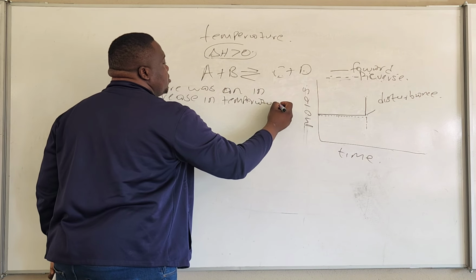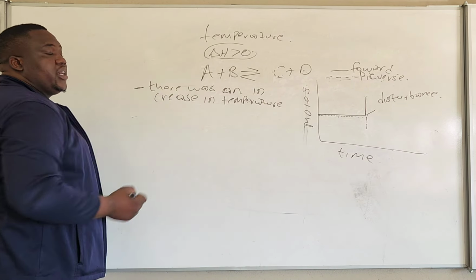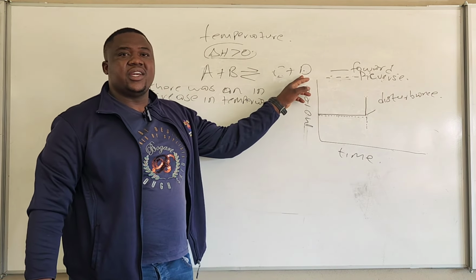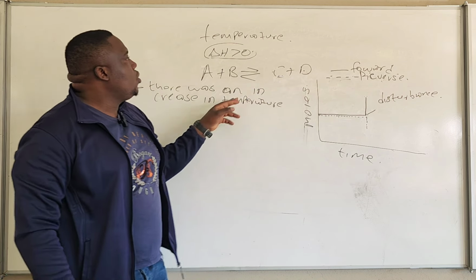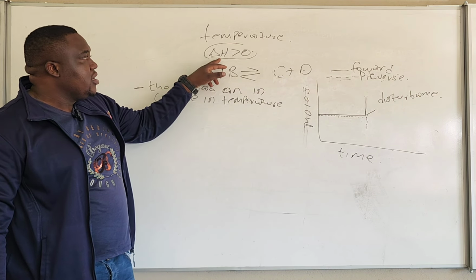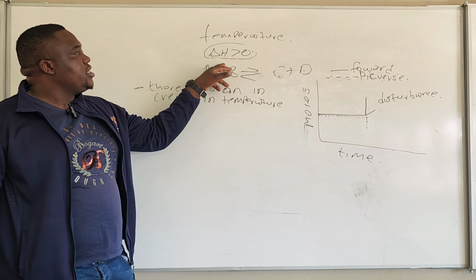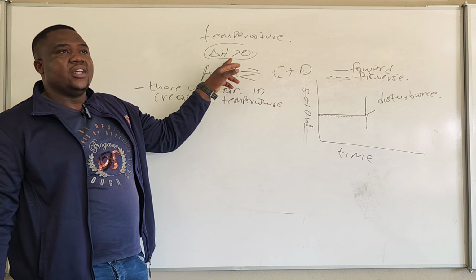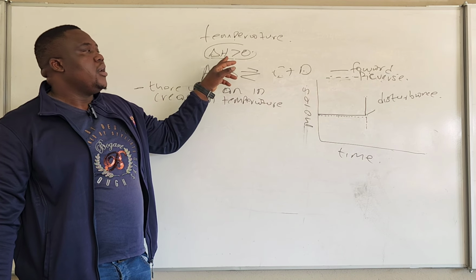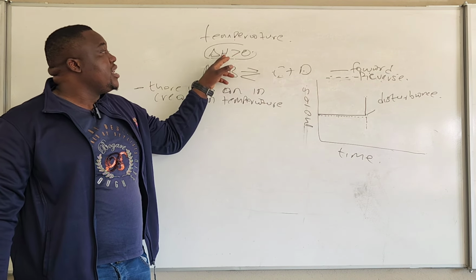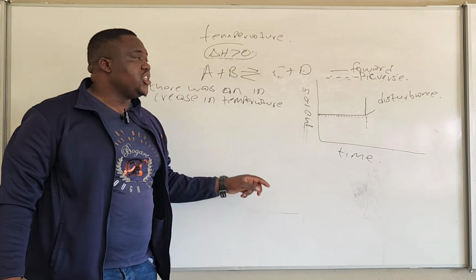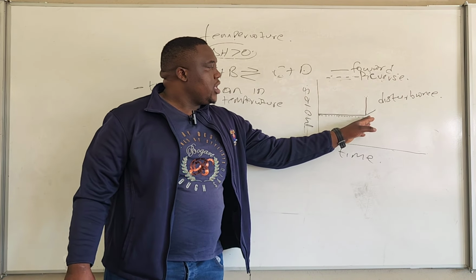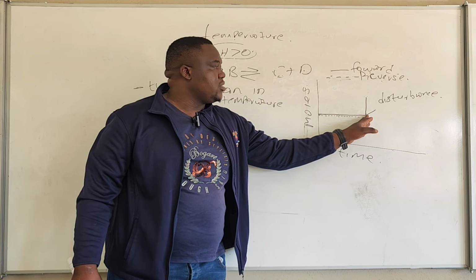Now we are using Le Chatelier's principle. There was an increase in temperature. Why are C and D increasing when there is an increase in temperature? Look, the forward reaction is endothermic. How do I know? I just write delta H is greater than 0, and I told you that it always refers to the forward reaction. If it were less than 0, it would still refer to the forward reaction. So the forward reaction is endothermic. That's why temperature at this point is being increased.